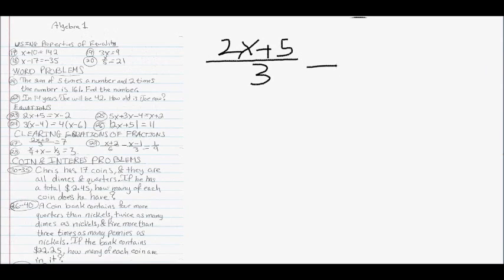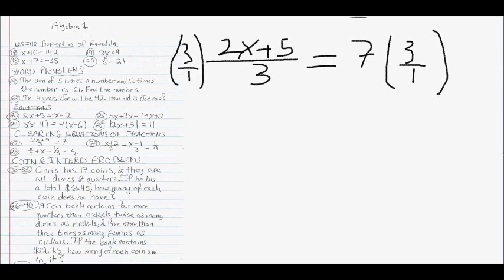We have (2x plus 5) over 3 equals 7. So we need to get rid of that denominator, which is that 3. The opposite of 1 over 3 is 3 over 1, so 3 needs to be the numerator. So we'll multiply each side by 3 over 1.